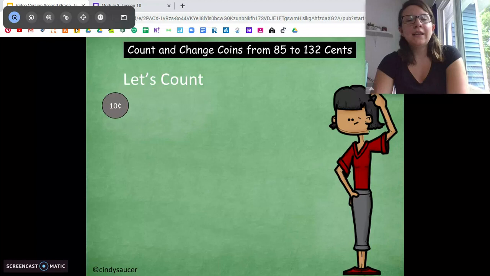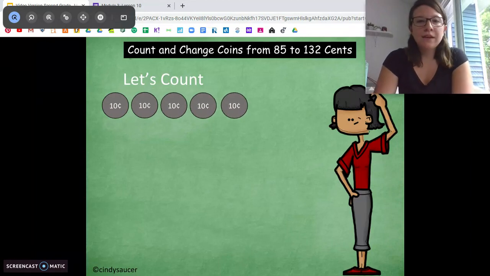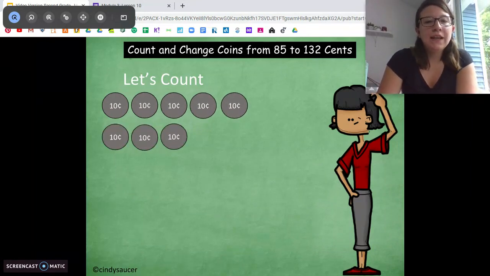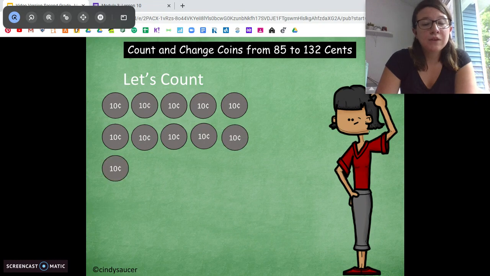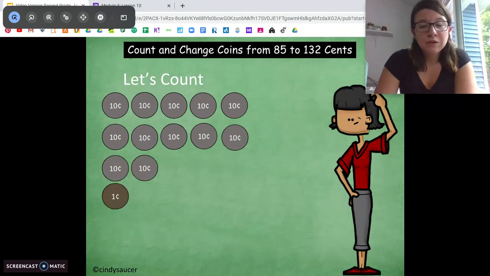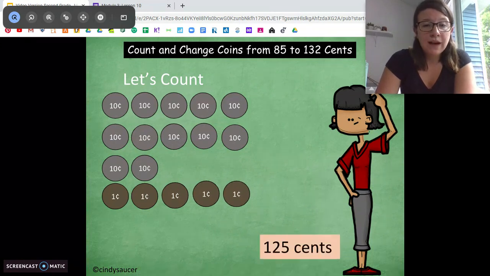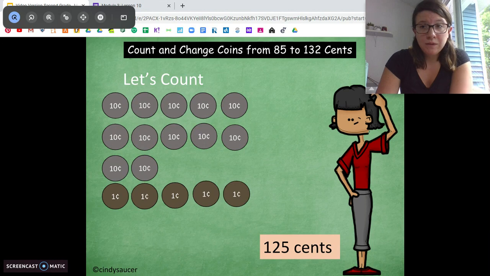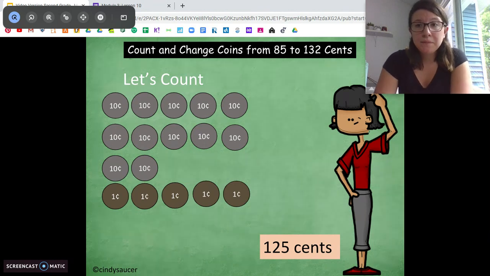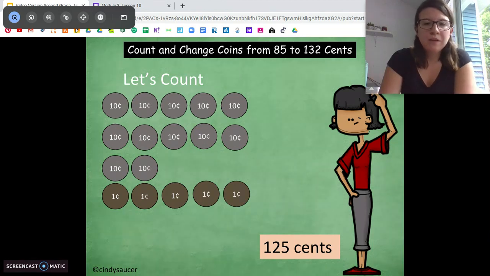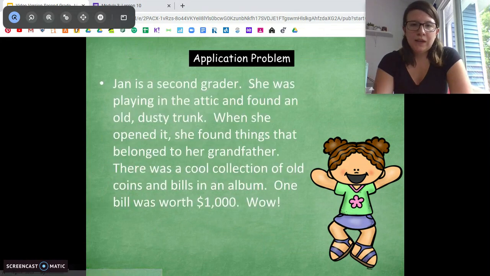Let's count again. 10, 20, 30, 40, 50, 60, 70, 80, 90, 100, 110, 120, 121, 122, 123, 124, 125. 125. Do we have enough pennies to exchange for a dime? Very good. We ended with 125 cents.